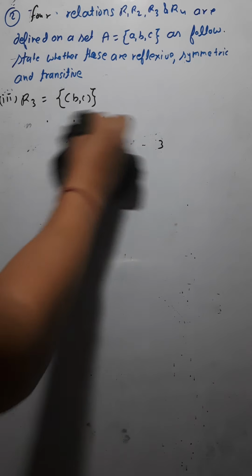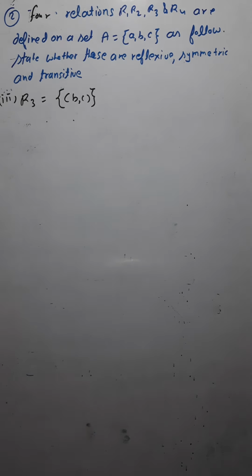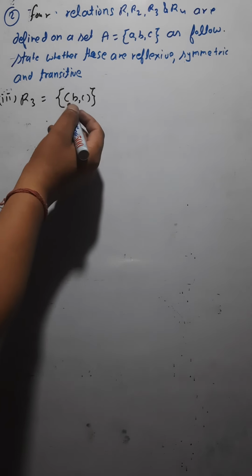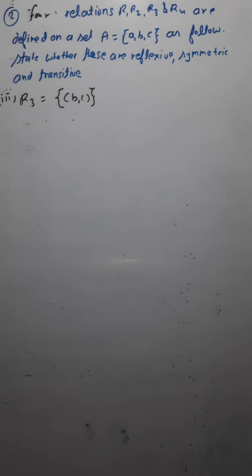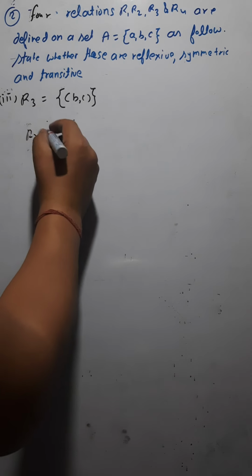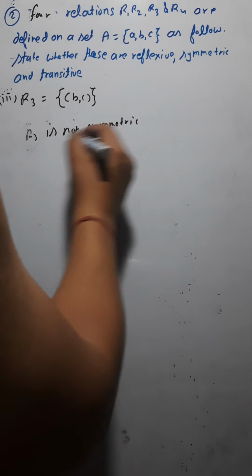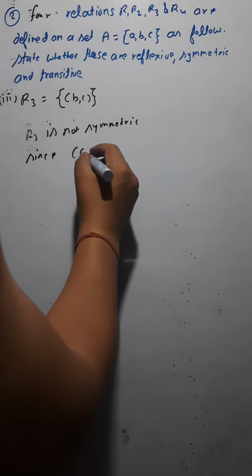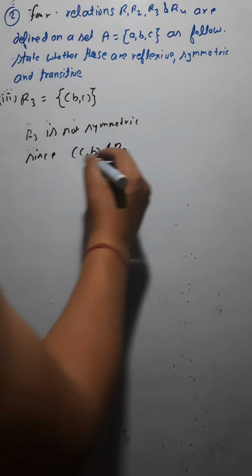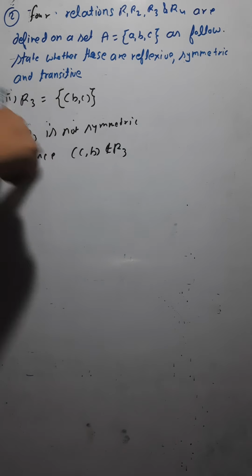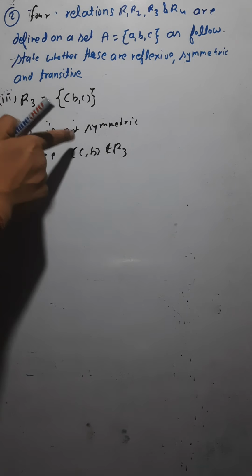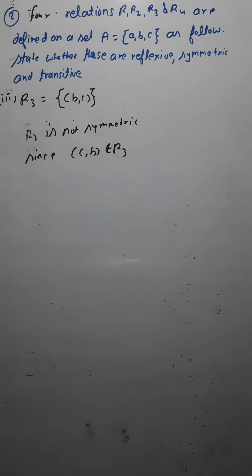Now we would check whether this R3 is symmetric or not. Symmetric means if (b, c) is there, then (c, b) also should be there, but (c, b) is not there, isn't it? So I would call it, R3 is not symmetric, since (c, b) does not belong to the relation. If (b, c) is there, then (c, b) also should be there. Then only it would be the symmetric one, isn't it? So R3 is not symmetric. Now we would check whether this is transitive or not.